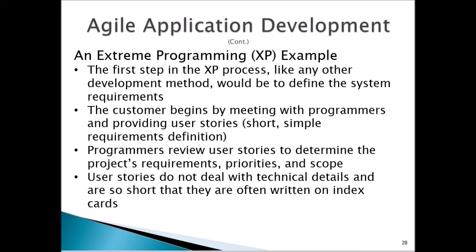An extreme programming example. The first step in the extreme programming process, like any other development method, would be to define the system requirements. The customer begins by meeting with programmers and by providing user stories, which are short, simple requirements definitions, and they can be presented in an actual story form about what the user does and what they need.